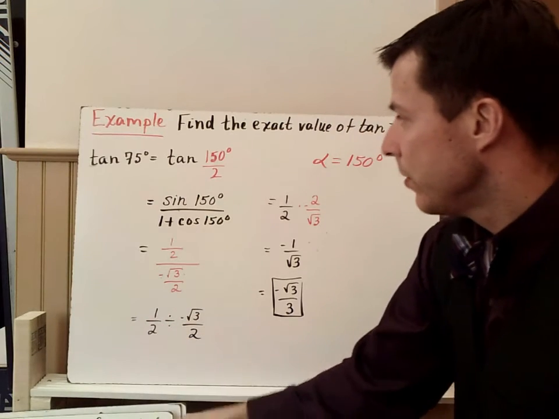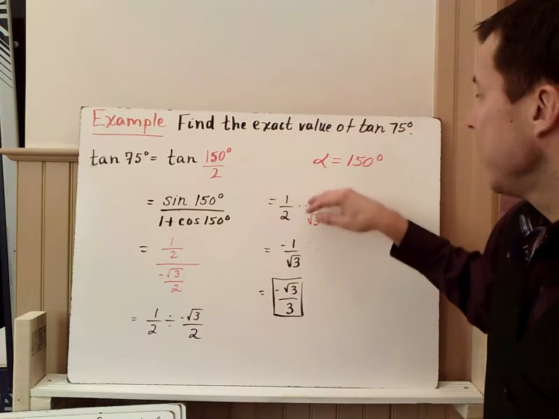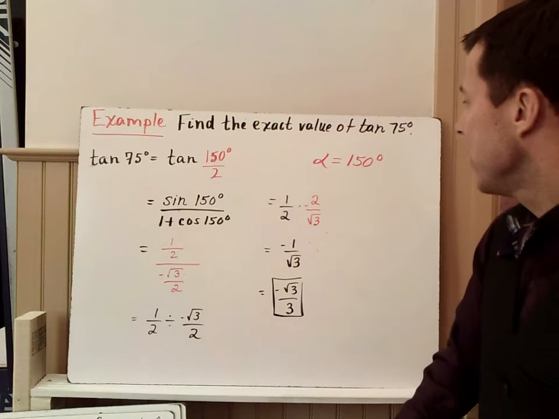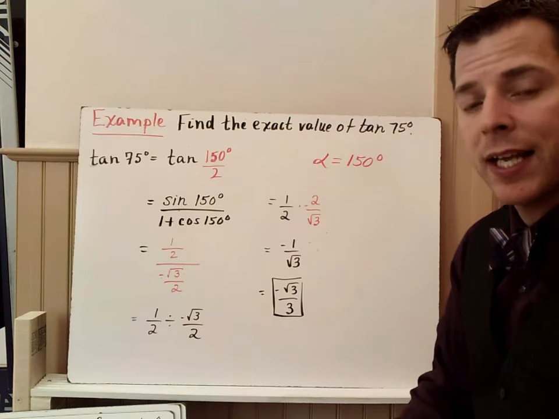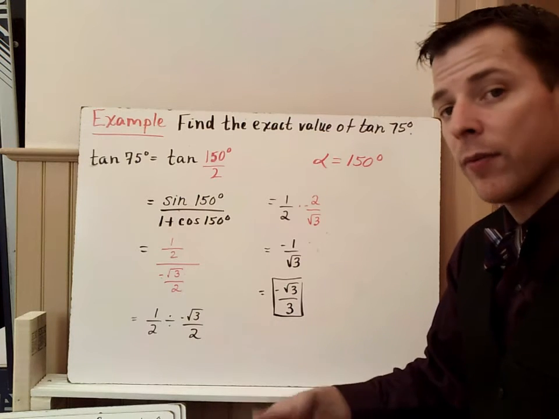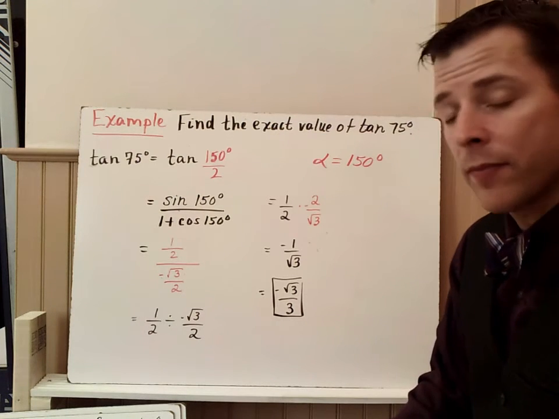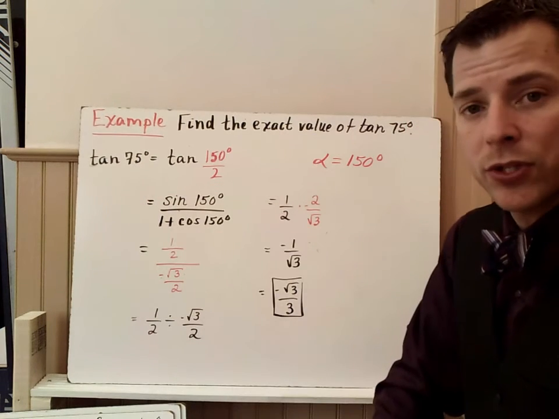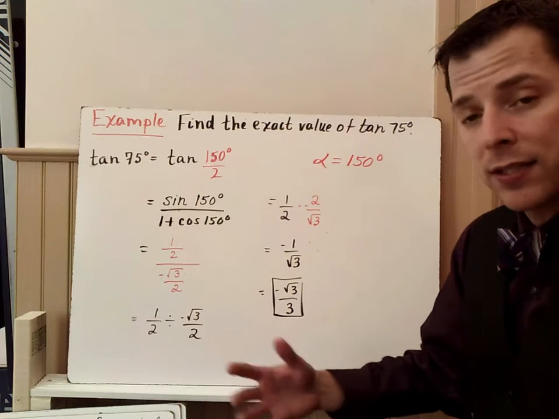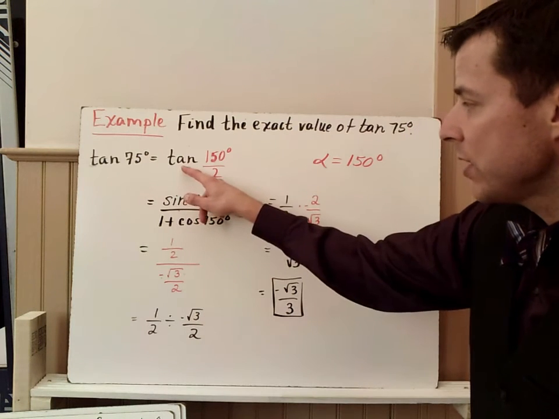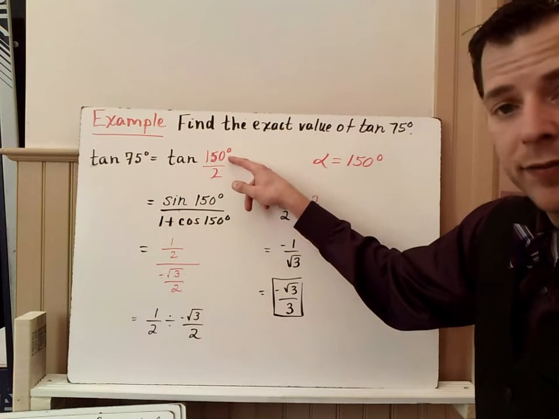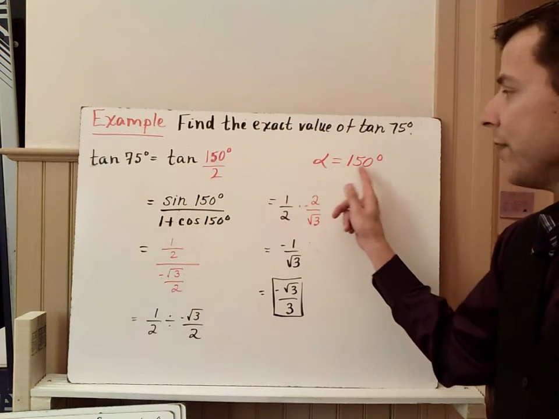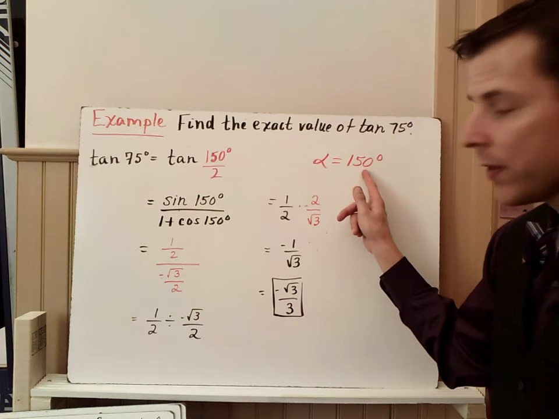In our last example, we're going to be using tangent. Okay, so we're going to find the exact value of tangent of 75 degrees. So this is the last one I'm going to show you with the half angle formula, and then we're going to verify an identity next. So tangent of 75 degrees, that's what we're trying to find the half angle for. We want that exact value. Well, we know that tangent 75 is half of 150, so we have 150 over 2, so we rewrite that angle. So alpha in this case is 150 degrees, okay?